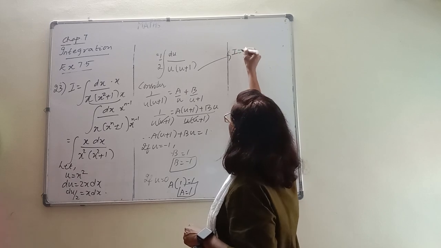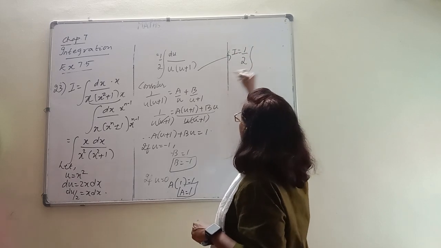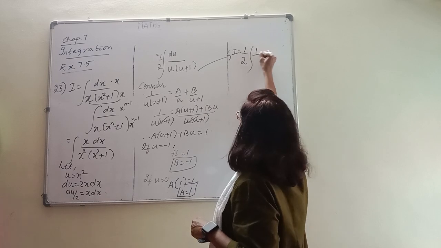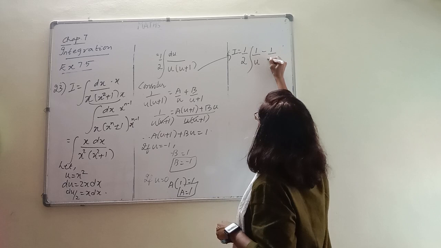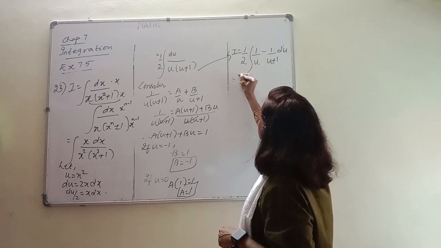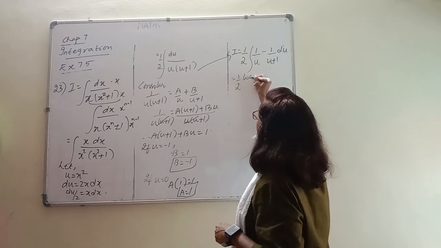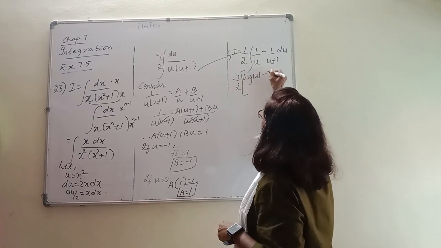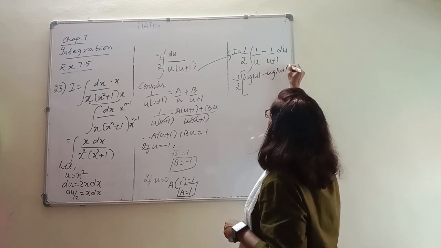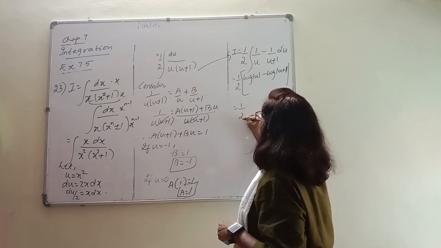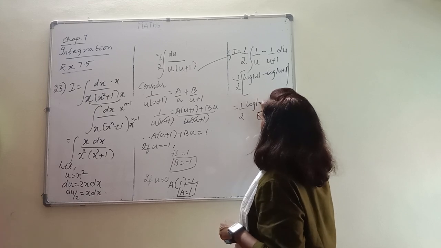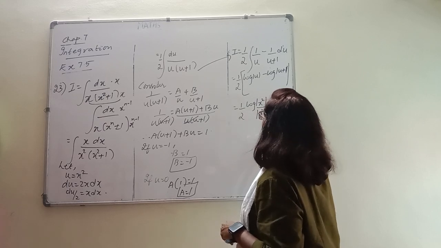You can go in for the integral from here. So your I is going to be half outside the integral. A for us is 1 over u and B is negative 1 over u plus 1, du. So when we have this integral, it's perfectly easy. This is going to be log u and this is going to be log of u plus 1, plus C. Or when we revert back, it is log modulus of x squared and x squared plus 1, plus C.